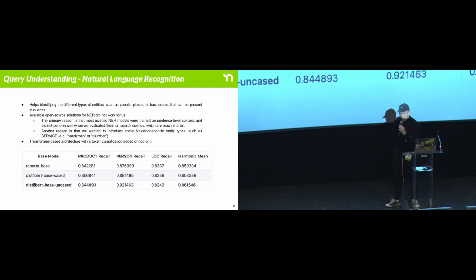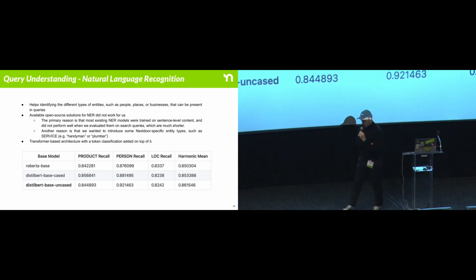Another reason why the off-the-shelf models did not work for us is that we needed entities that are Nextdoor specific, like a service, to express the intent of somebody talking or looking for local services. Like in the example before, recommendations for plumber, with plumber being a service, and recommendation being intent.